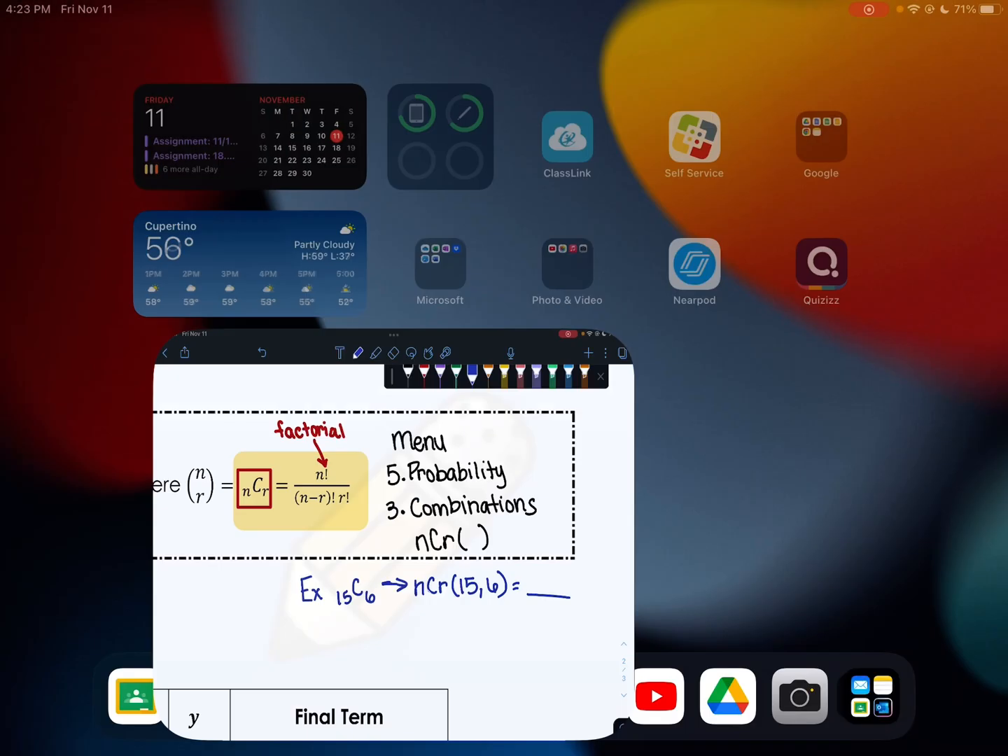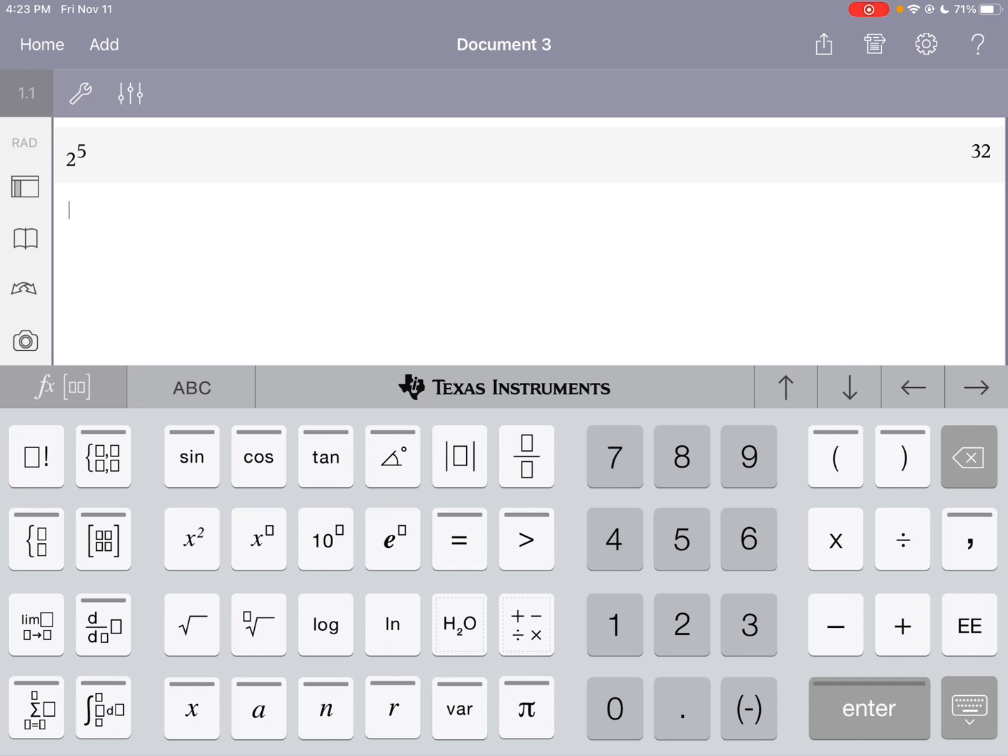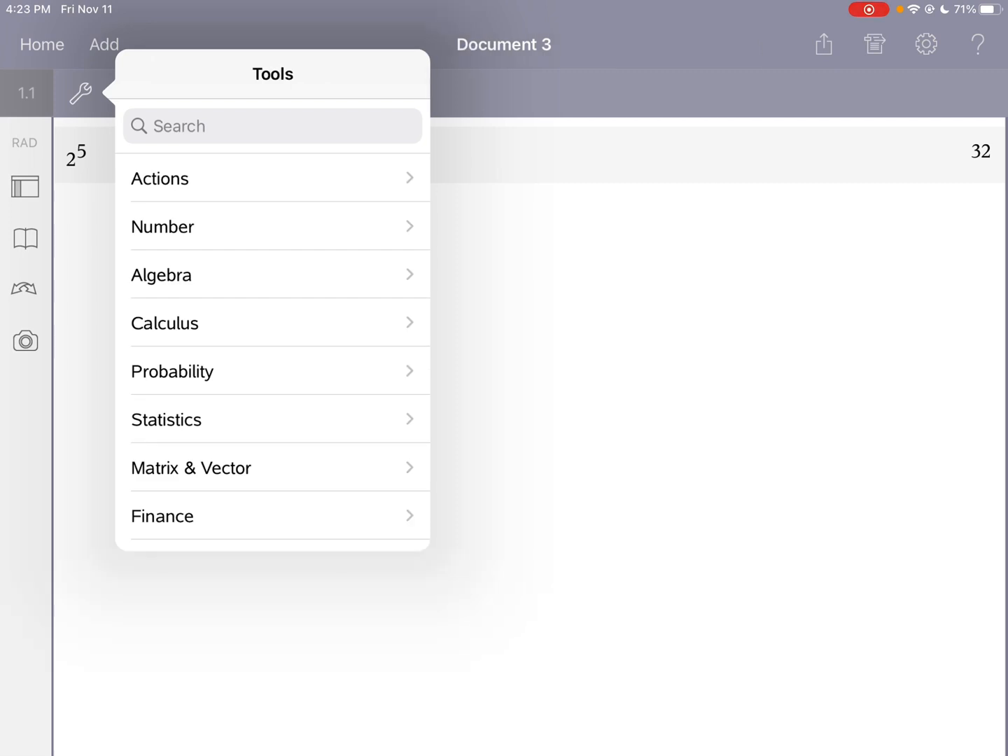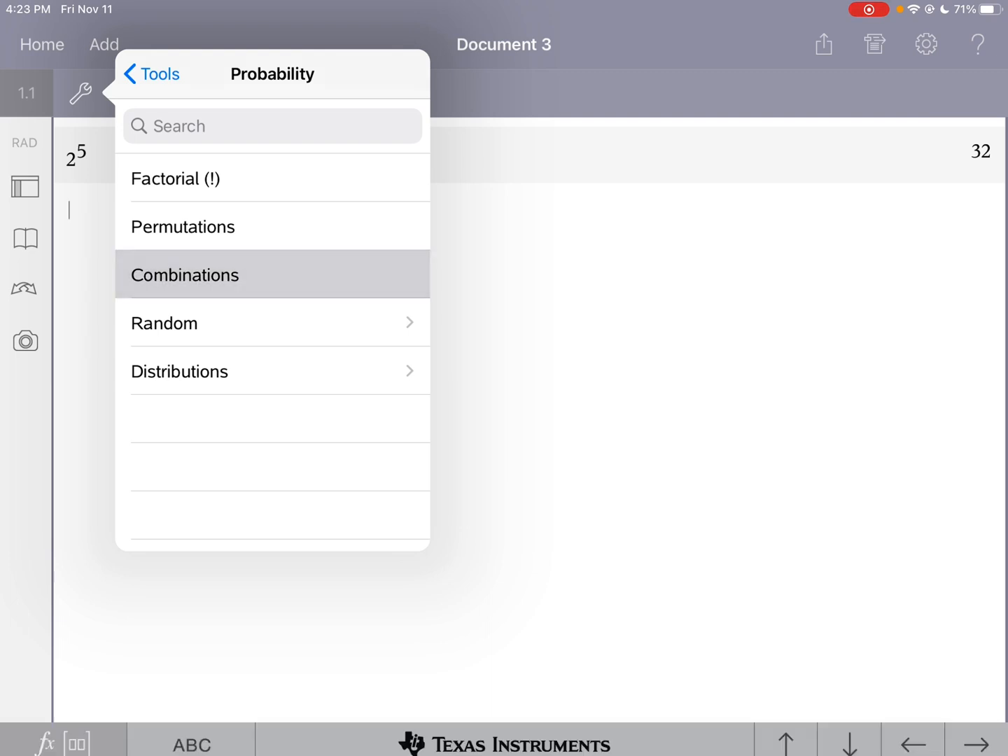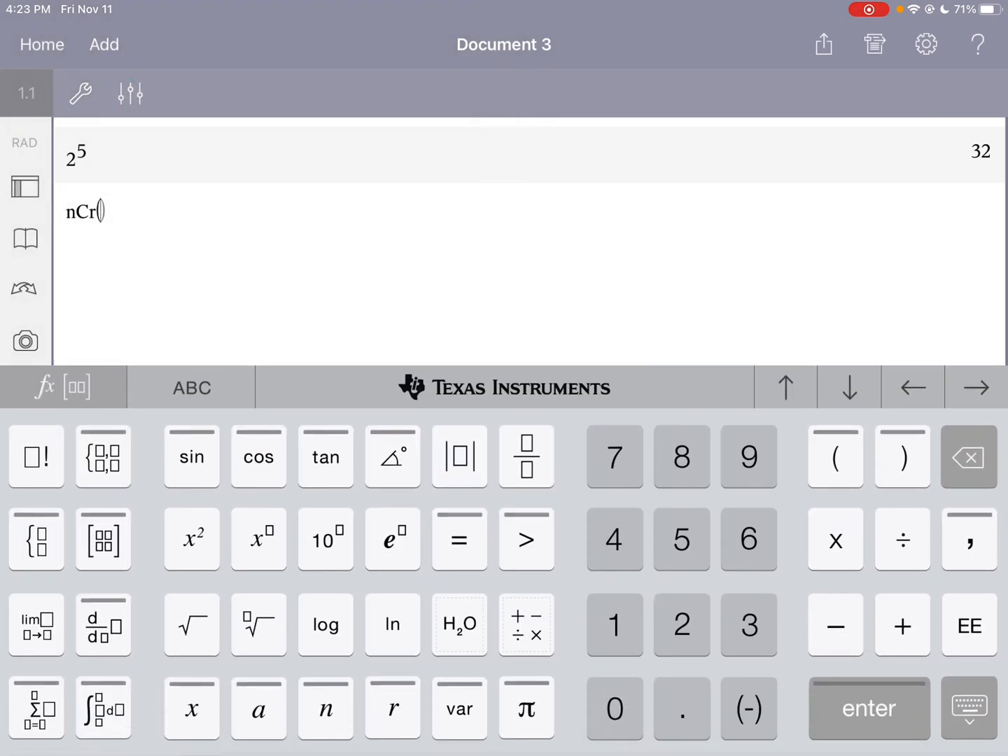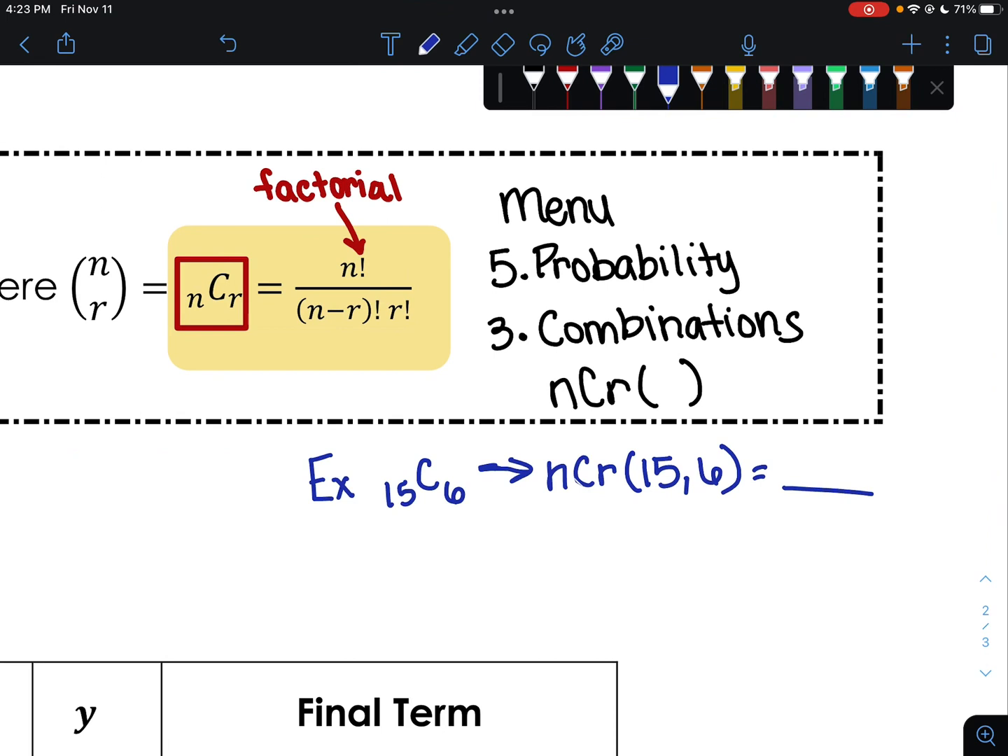So again, we go to our calculator. I'm already on the calculator screen, but if you want to start with a fresh one, you can. We go menu, number 5, which is probability, then number 3, which is combinations. So it shows us the NCR, and we're going to type in 15 comma 6. So that means there's 15 items, and we want to know the different combinations of picking 6. And that would be 5,005. Okay, so that's just how we do it.